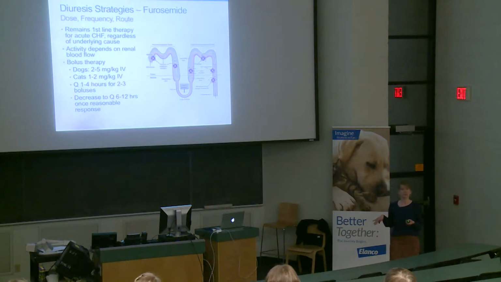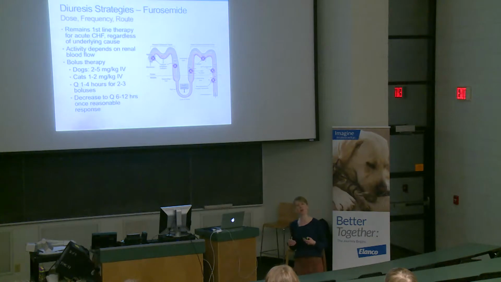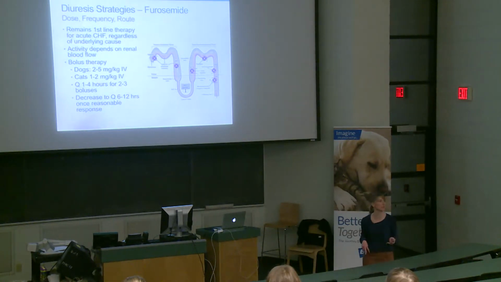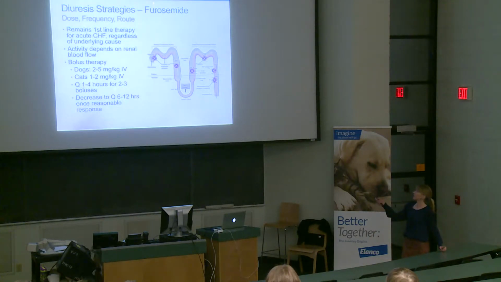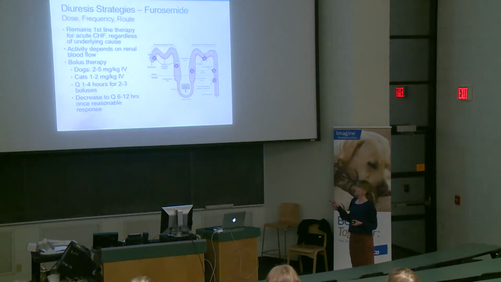Dose, frequency, and route. That seems, again, like something fairly simple, but it's not always easy when we have to pick what dose I'm going to use, how frequently I'm going to give it, and by what route. So the agent that we're usually reaching for is furosemide. Firstly, in the acute congestive heart failure patient, because it's one of the few that we can give intravenously. And its activity really does depend on renal blood flow, so we have to understand that.